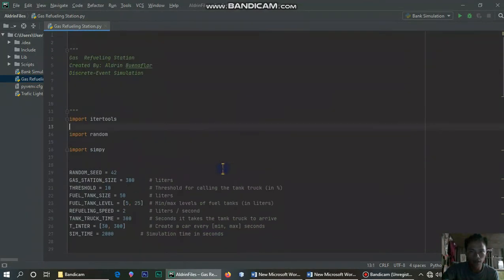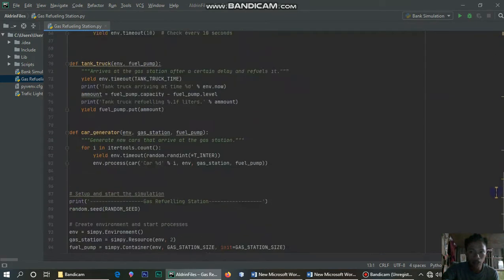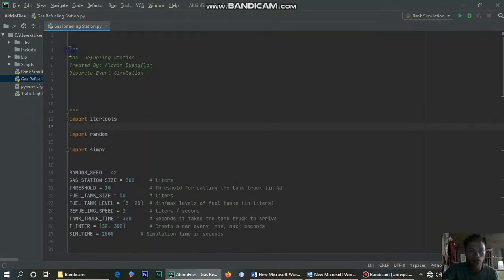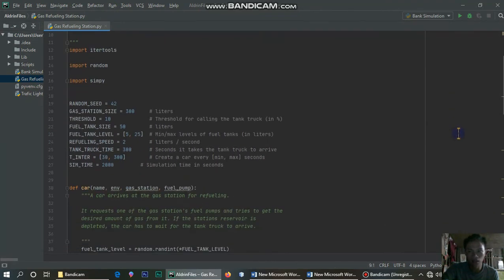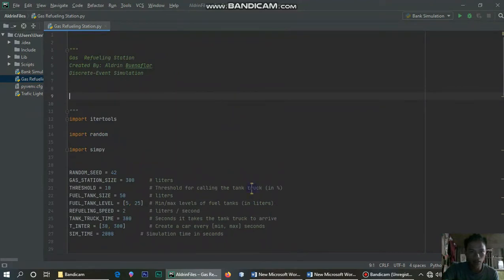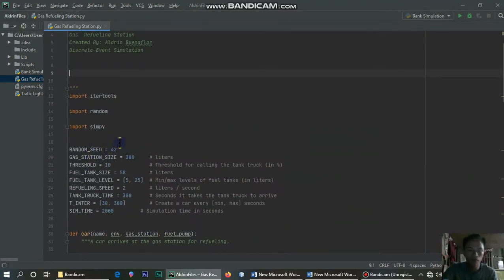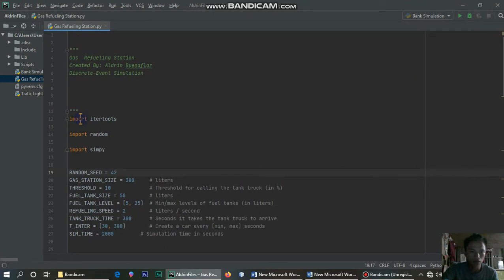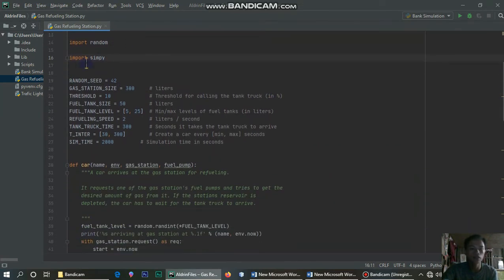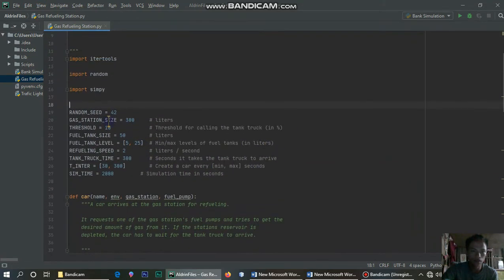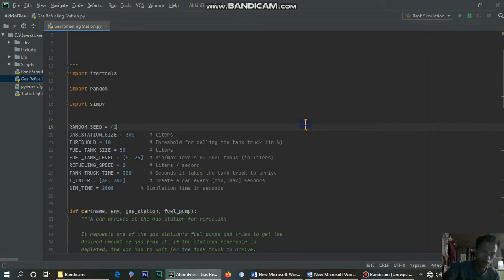I'm using the Python language, which is very hard to make. So this is my code that I made. I'm also using the package itertools, then the package random and the package simpy. This is my code. So it starts with the initialization.